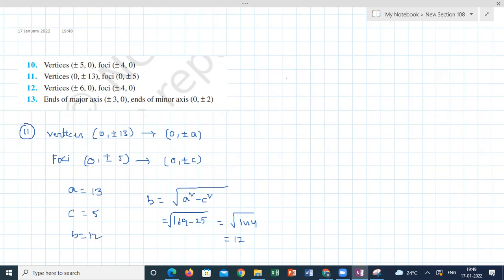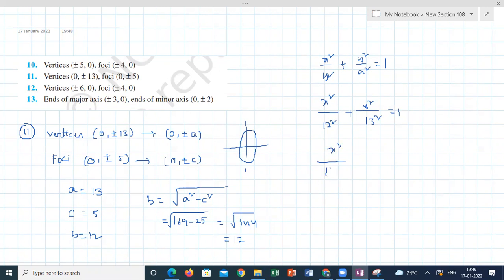So with this data, I can say the ellipse is like this. x square by b square plus y square by a square is equal to 1 is the ellipse. So x square by 12 square plus y square by 13 square is equal to 1. So the final equation of the ellipse is x square by 144 plus y square by 169 is equal to 1.